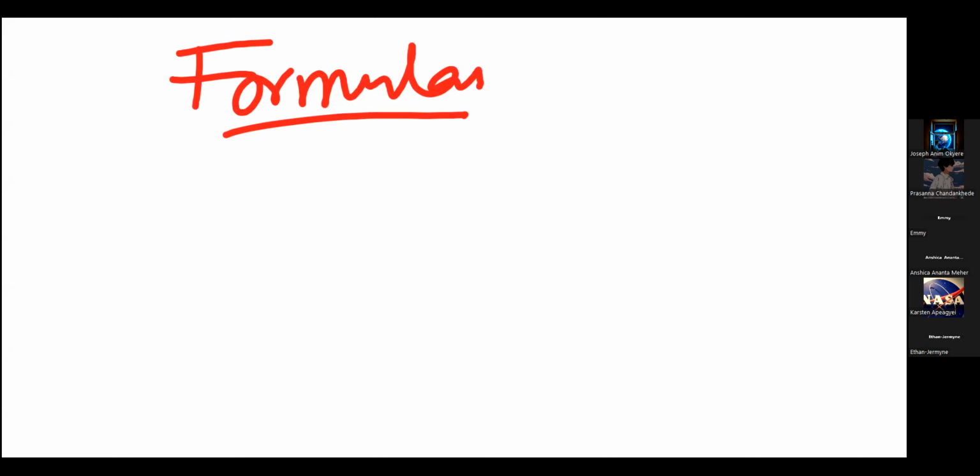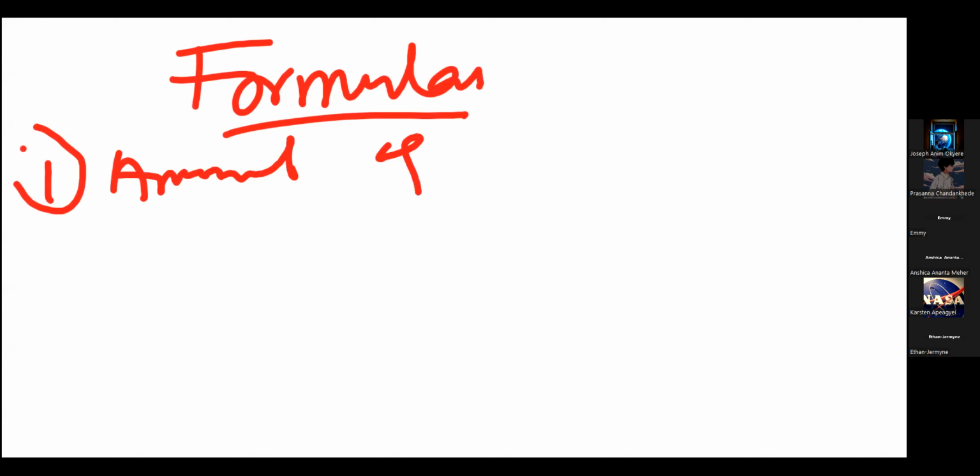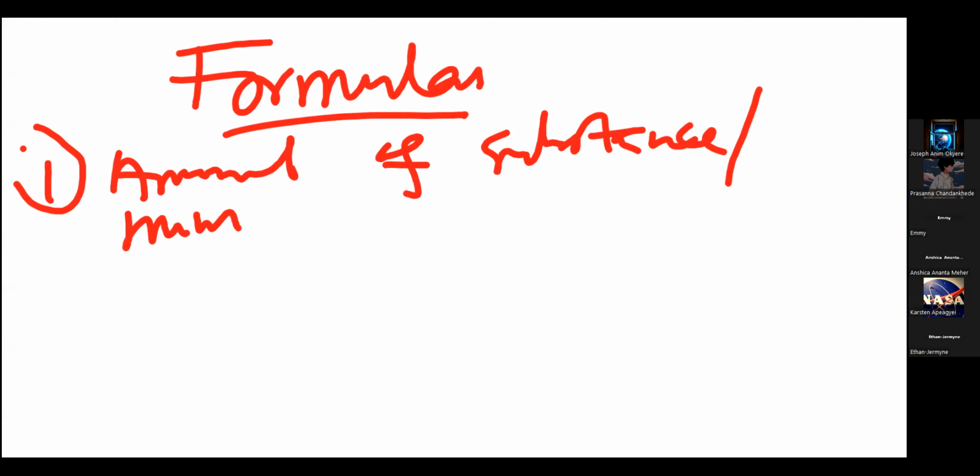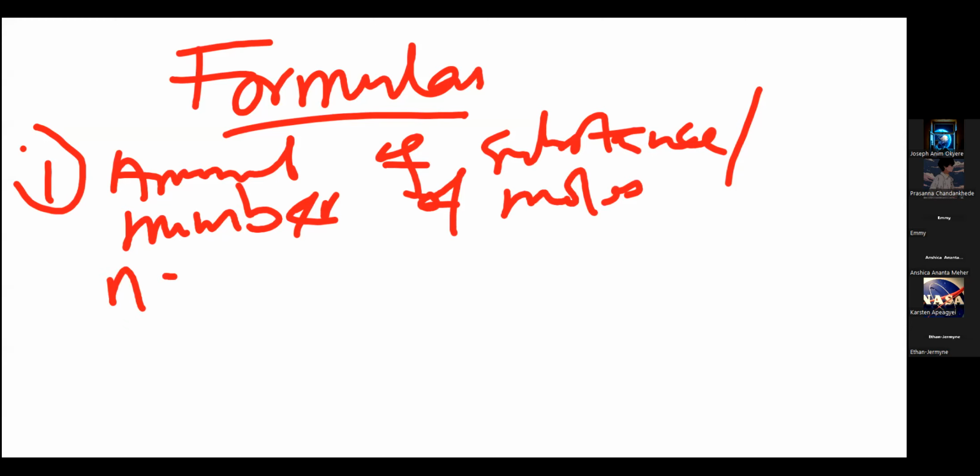So amount of substance is the same as number of moles. The first one we are talking about is amount of substance, or number of moles. Don't ever leave a question blank because they asked for an amount of substance. They didn't say number of moles. Please, they are the same thing. So number of moles is equal to mass over molar mass.